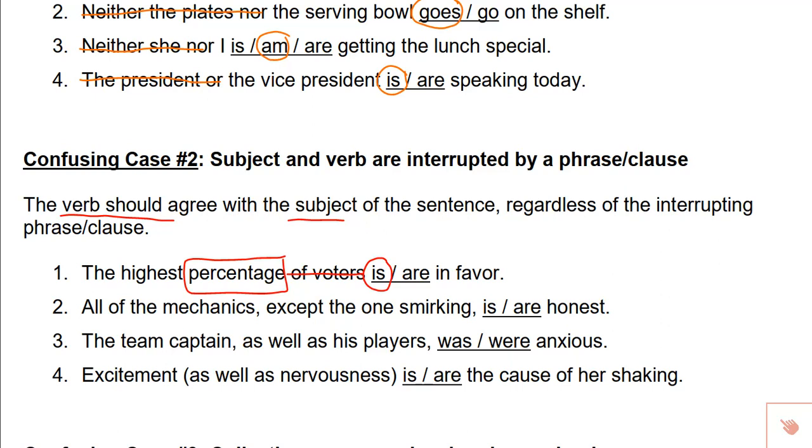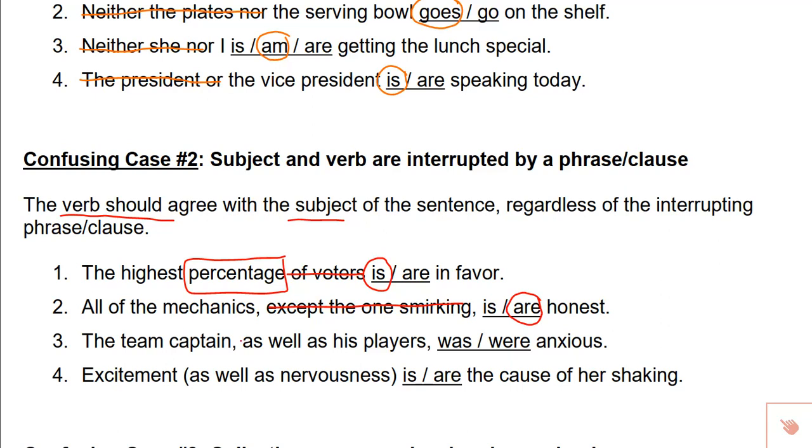If I read the original sentence, the highest percentage of voters is in favor, it might sound a little strange, but it is grammatically correct because we ignored the interrupting phrase or clause and made the verb agree with the actual subject, which was percentage, not voters. All of the mechanics, except the one smirking, that interrupts, so I'm going to ignore it, is or are honest. All of the mechanics are honest.